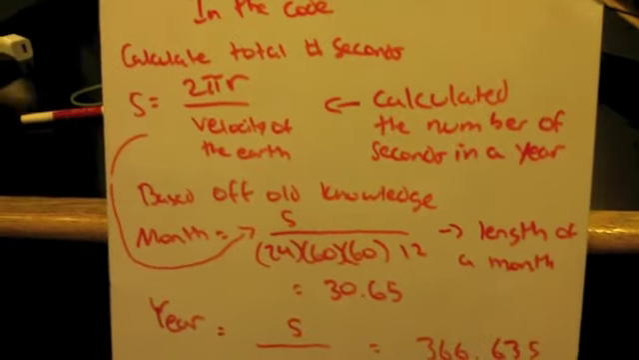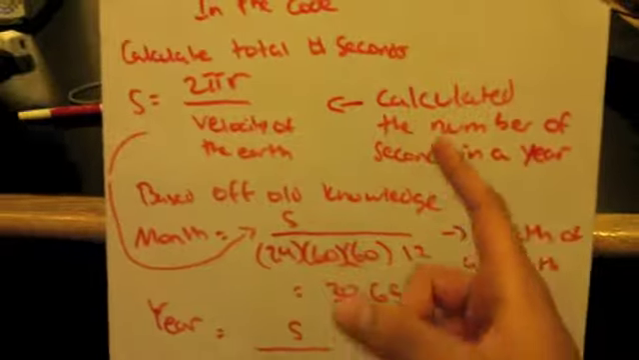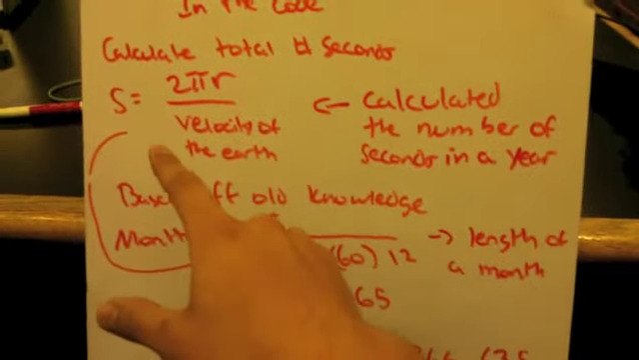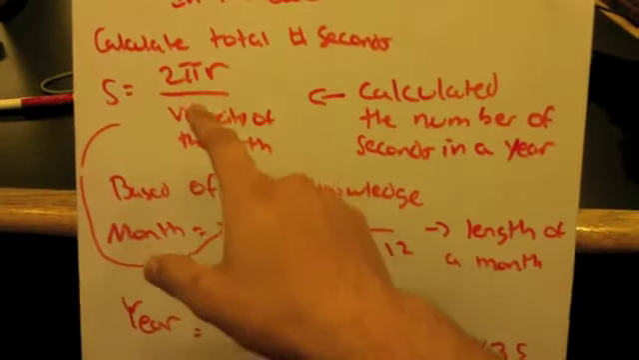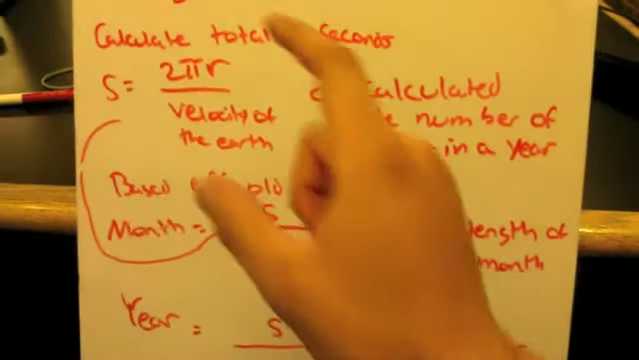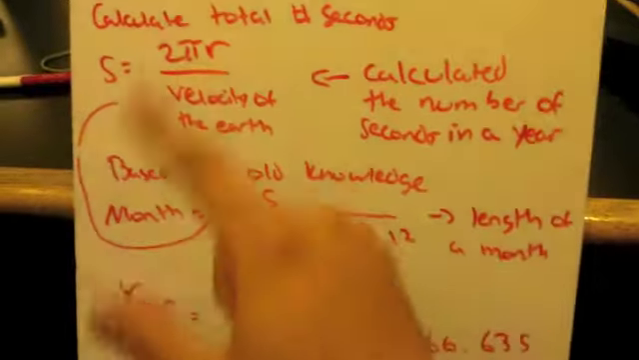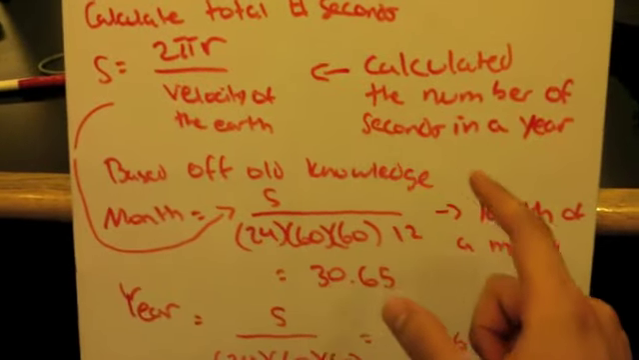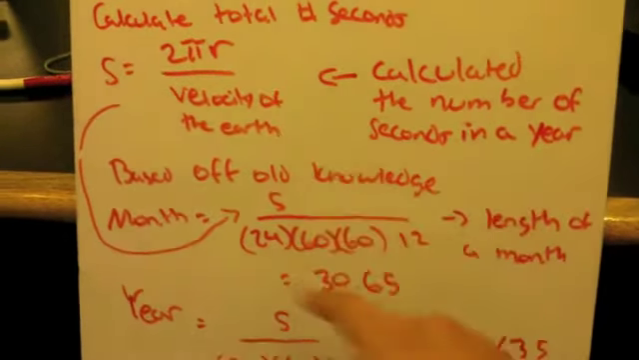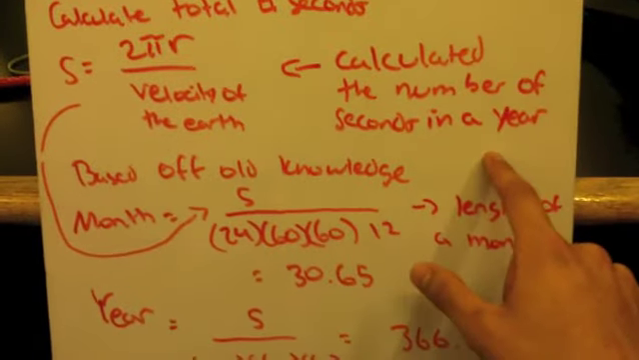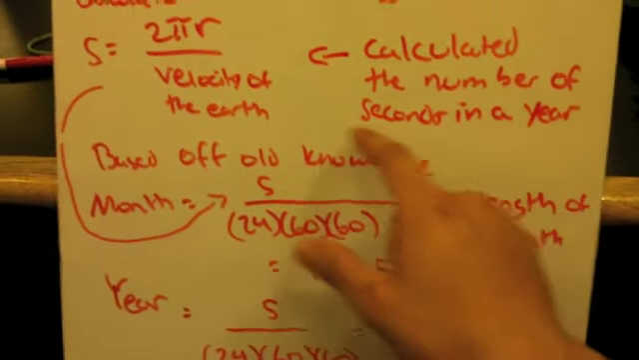Now, the code calculated the total number of seconds it took per one revolution, which was calculated by taking 2 pi times the actual radius between the Earth and the Sun divided by the orbital speed of the Earth. This gave the total number of seconds in the revolution, which was counted as a year. So that gave us the length of a year.